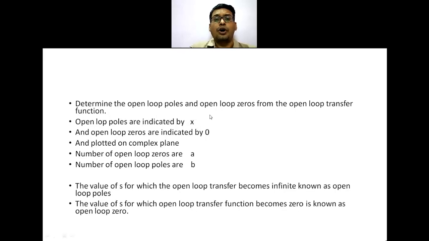Then write down the open loop poles, which are indicated by X, and the open loop zeros, which are indicated by 0.